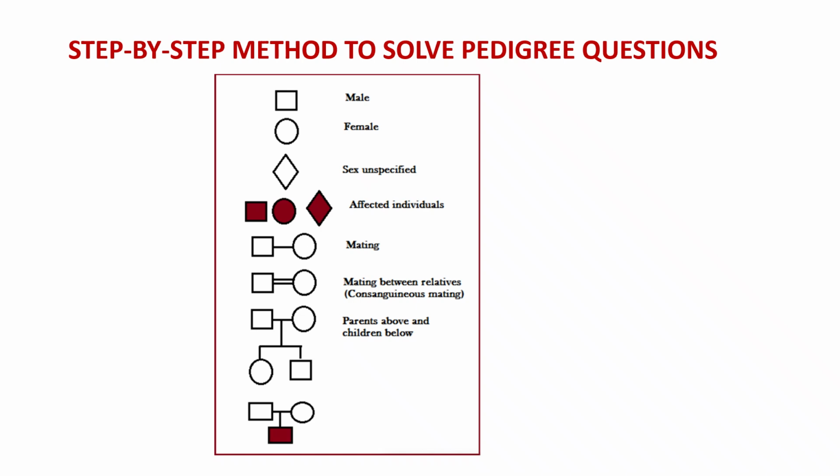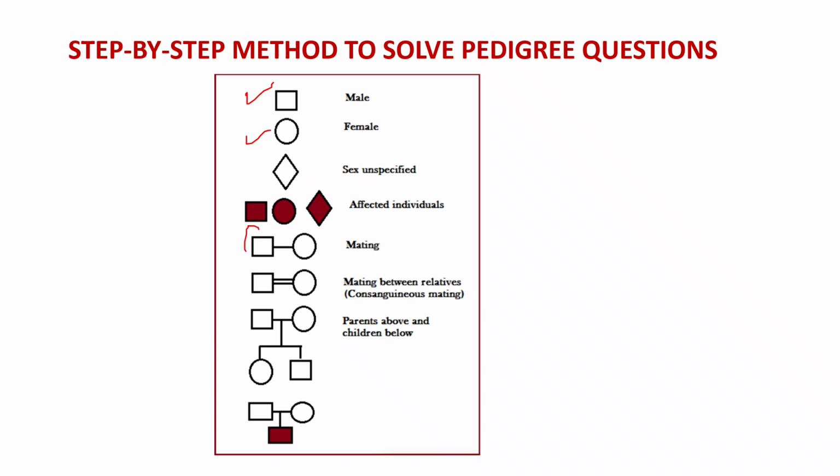So these are a few symbols which help in determining the pedigree analysis. The square represents male, the circle represents female, and the diamond shape represents sex unspecified, and all the colored circles, squares and diamond shapes represent the affected individuals.